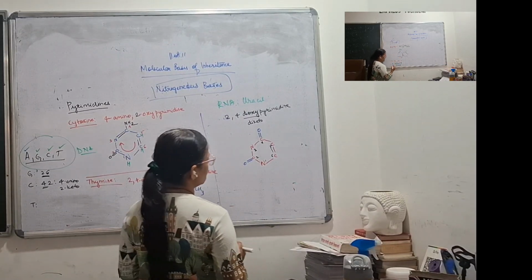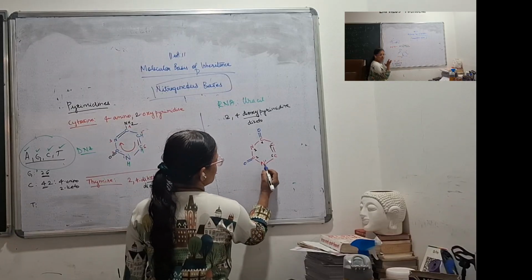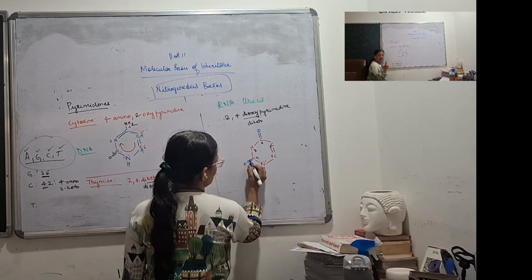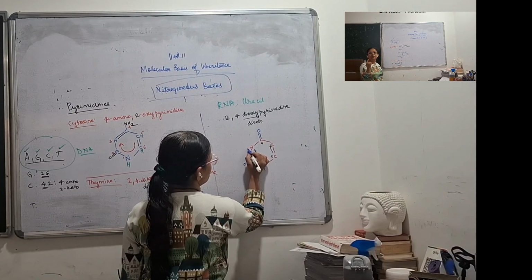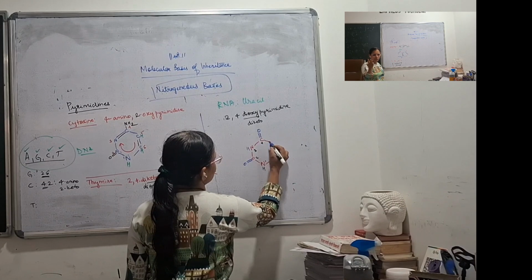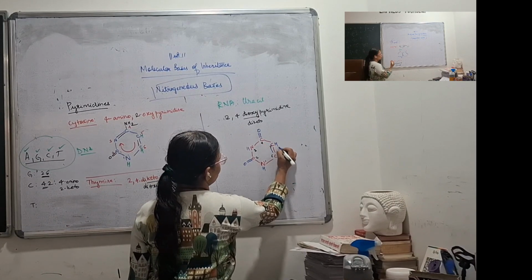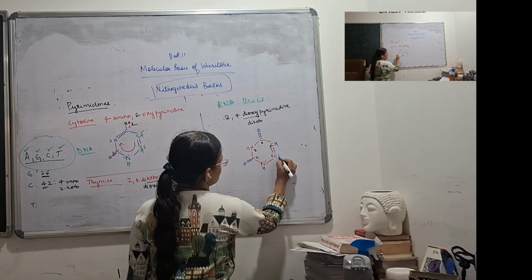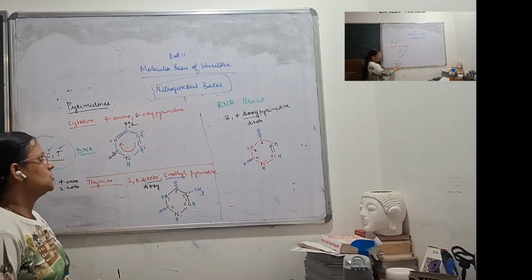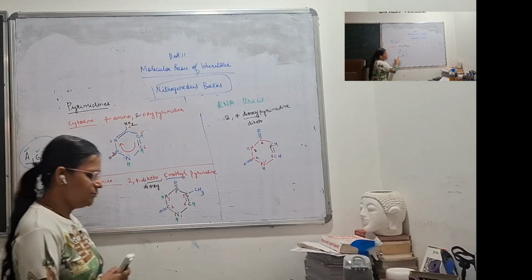Now let us balance the valency. So this is 2,4-dioxypyrimidine.